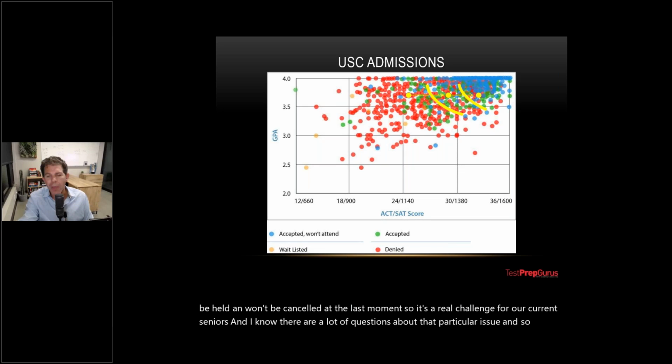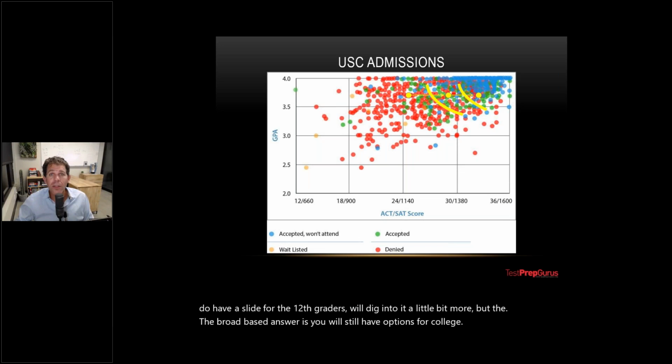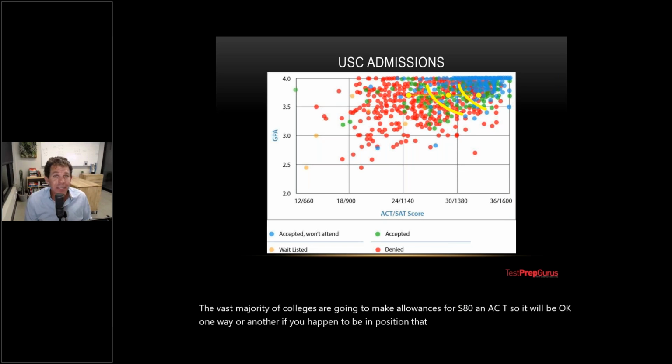I do have a slide for the 12th graders, and we'll dig into it a little bit more. But the broad-based answer is you will still have options for college. The vast majority of colleges are going to make allowances for SAT and ACT, so it will be okay one way or another.